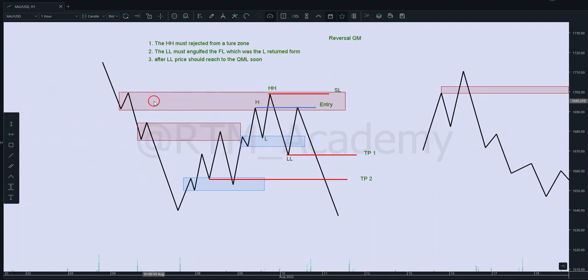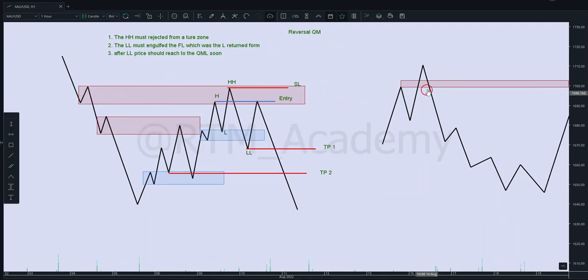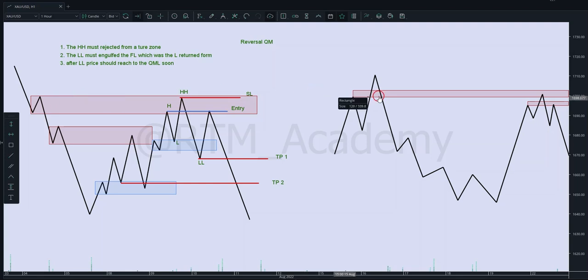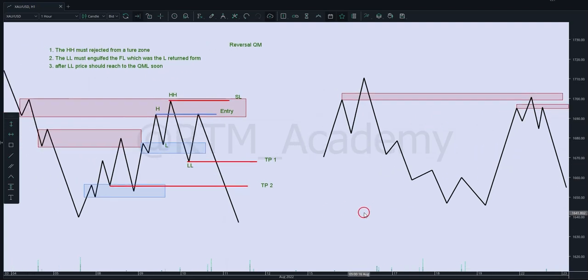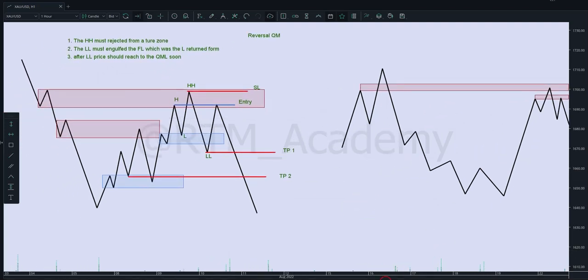Guys, this area that I drew at the start of the video can be a late retest QM, and a QM level is a true area, and when it is a late retest you should wait for the confirmation, and these two QMs must confirm each other. So this is the third condition for having a good QM.